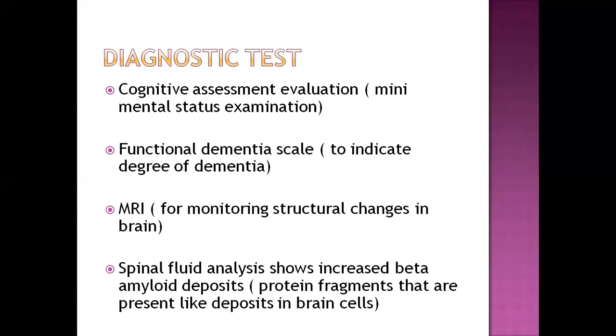By performing spinal fluid analysis, we can find out whether there is beta amyloid deposit in the brain cells or not. If there is, then that might be a sign of serious disease in the brain. Along with dementia, there also might be risk of other disease if there are beta amyloid deposits in the cerebrospinal fluid.